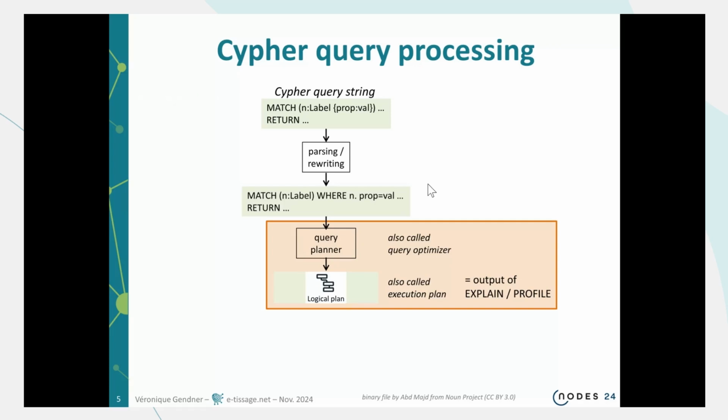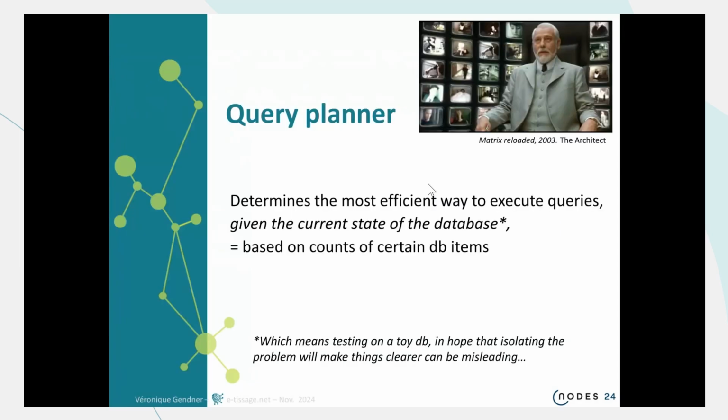The query planner, sometimes called query optimizer, is in charge of building this execution plan. The third phase is the execution by the database kernel of the operators produced by the query planner, but this is at a lower level than what we need to know for general optimization of queries. So let's first concentrate on the query planner and the execution plan it produces.